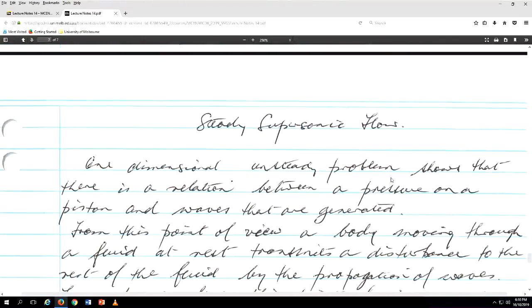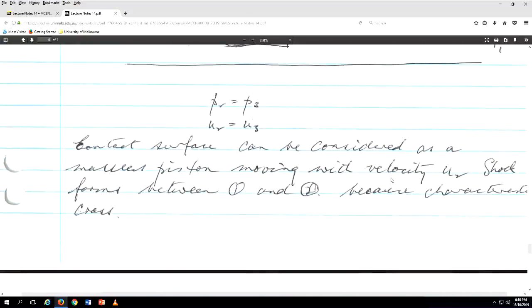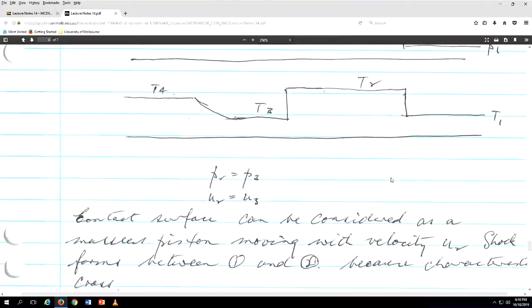Yes? Why T4 is not equal to T1? Beg your pardon? T4 is not equal to T1. It could be, but it may not be. It depends. In the case of Hiroshima, T4 was extremely high. This is a one-dimensional bomb. So it could be, and it may not be, but if you want to get the maximum strength shock wave, you make T4 very high, and you make P4 very high. But it doesn't have to be. I just drew it arbitrarily there.